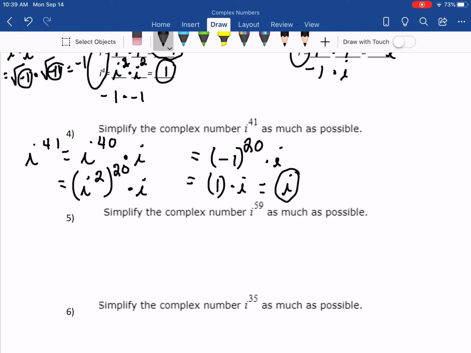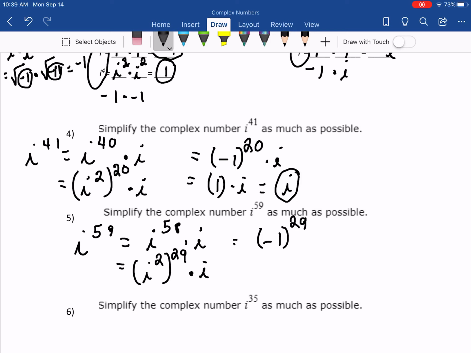All right, number 5. So we'll use i to the 59th is equal to i to the 58th times i. And that's going to be i squared to the 29th times i. And then if we substitute negative 1 for i squared, it's going to be negative 1 to the 29th times i. Negative 1 to the 29th, we have an odd power of negative 1, which will be negative 1 times i. So this will simplify to negative i.